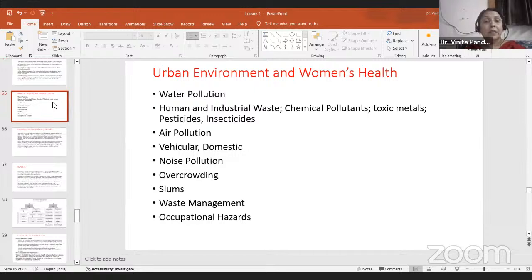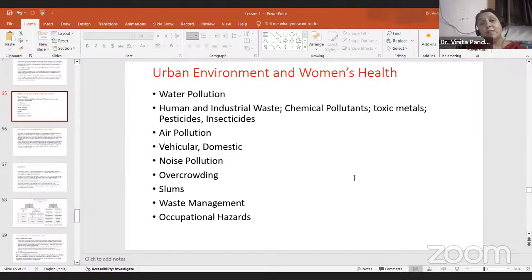So, just to list out so that you have a better retention of the points we are discussing: water pollution, human and industrial waste, and chemical pollutants, especially if the slum is close to an industrial area, all the industrial emissions are also impacting women very badly. The toxic metals, and pesticides, insecticides, air pollution, of course, vehicular and domestic pollution. Many times, indoor air can be more polluting.